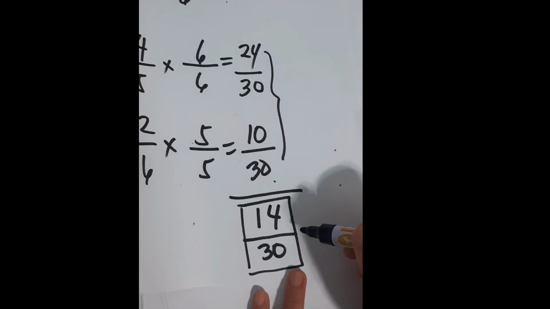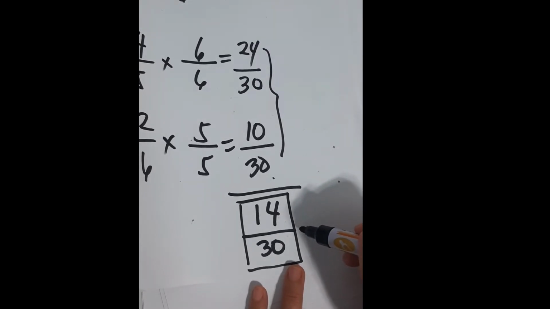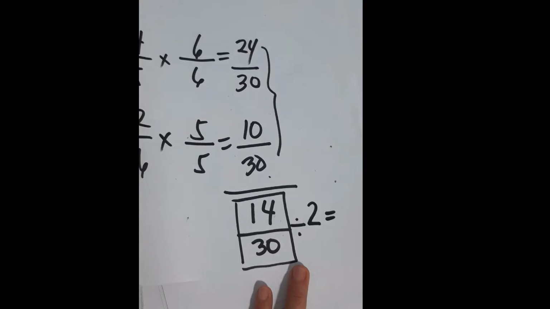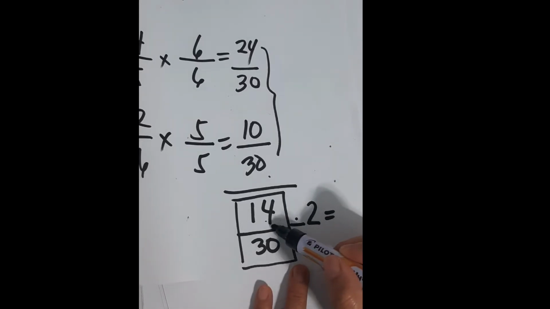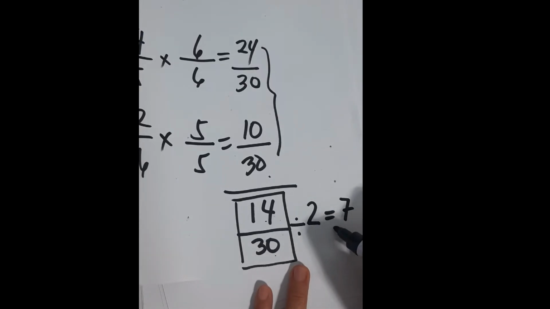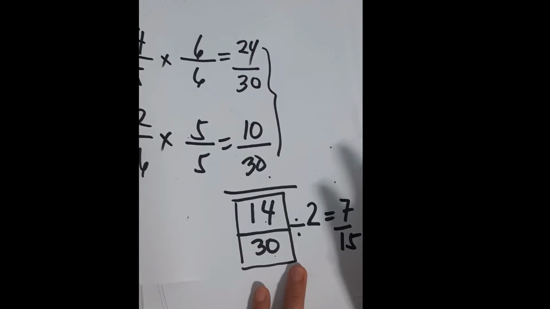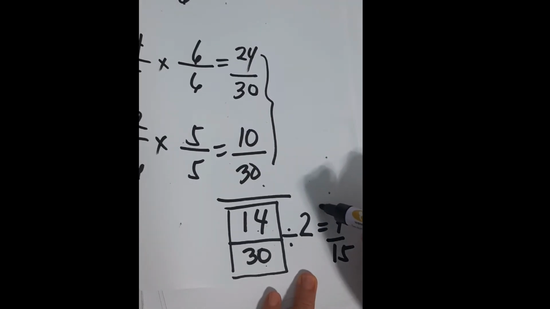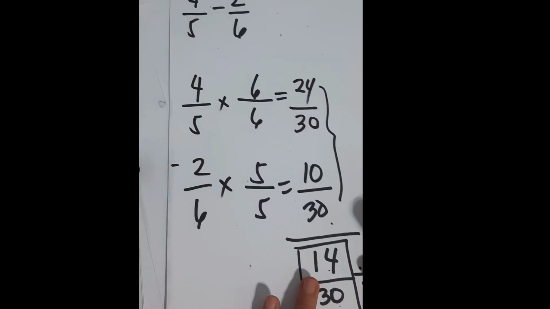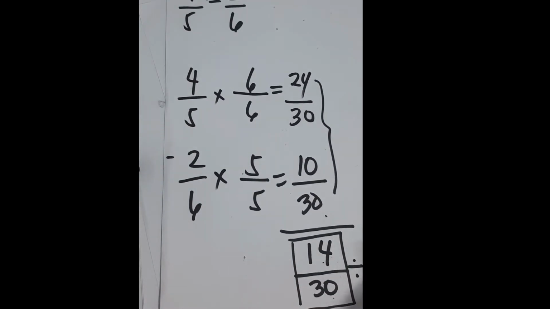So mag-isip tayo ng number na pwede nating i-divide both numerator or denominator, or yung kunin natin yung greatest common factor nila or yung GCF nila. So let's try 2. So let us divide by 2. So 14 divided by 2, that is 7. And 30 divided by 2, that is 15. So our final answer is 7 over 15. So ganun lang po ang pag-subtract ng dissimilar fractions.